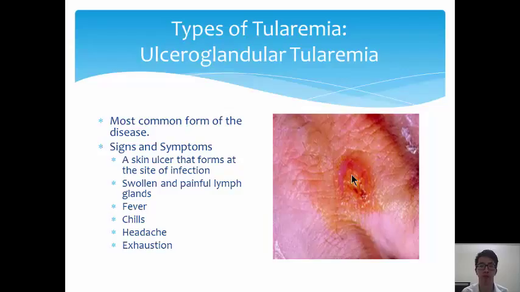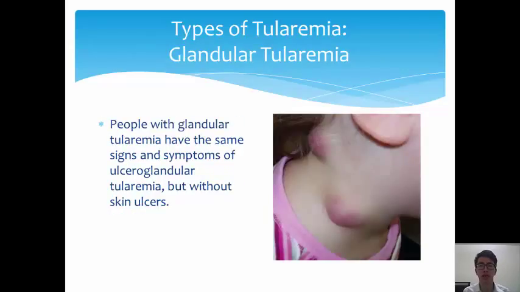and even exhaustion. The second type of tularemia is glandular tularemia, and people with glandular tularemia have the same signs and symptoms of ulceroglandular tularemia, but without the skin ulcers. As you can see from the picture here, it's of a little girl, but you can see her lymph nodes being extremely inflamed.